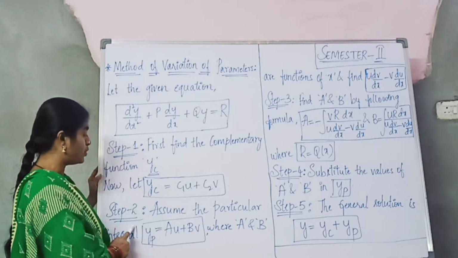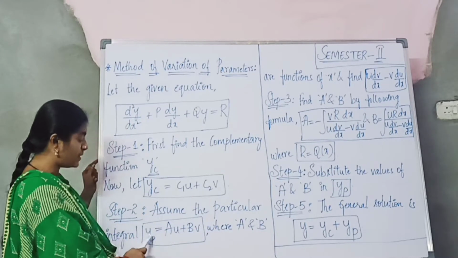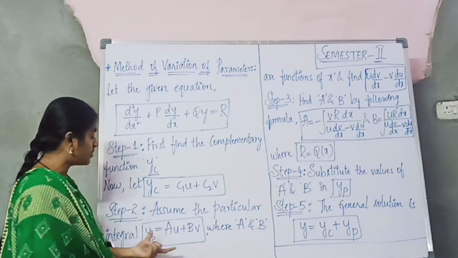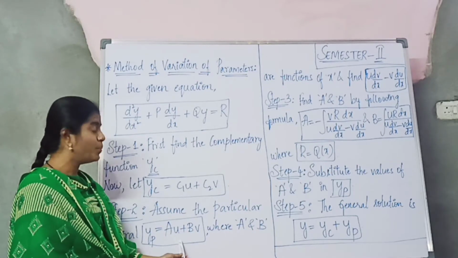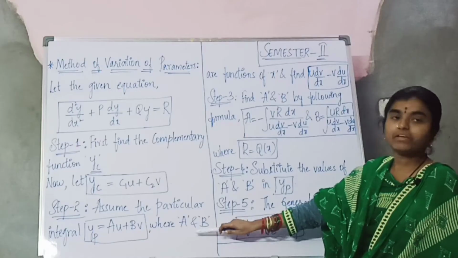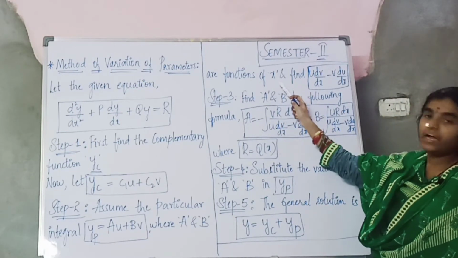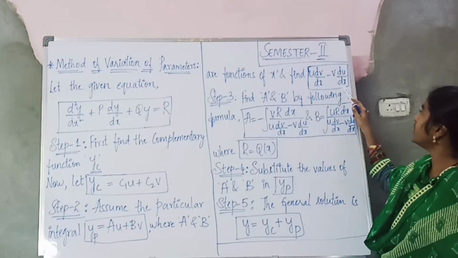Next, coming to step 2, assume the particular integral. Yp equals au plus bv, where a and b are functions of x. And next, find u dv by dx minus v du by dx.